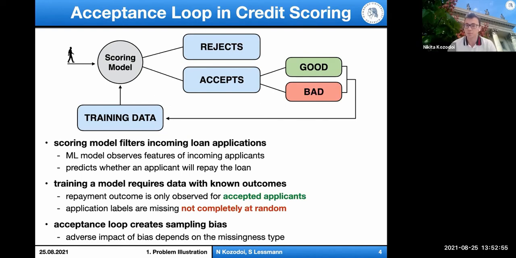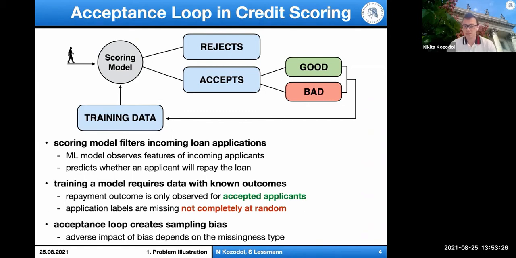But the problem is that we never observe the labels of the customers we reject. And therefore, the training data that we have becomes not representative of the overall population of potential borrowers that come in asking for a loan. And these labels are missing not completely at random, but they're missing depending on the features of the applicants, depending on whether the model decided to accept or reject them in the past. And this creates sampling bias.